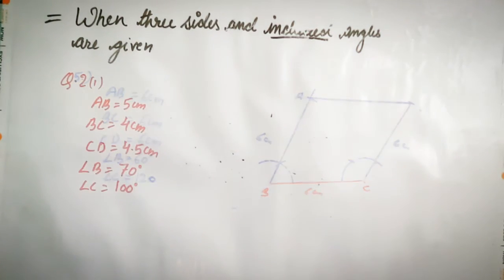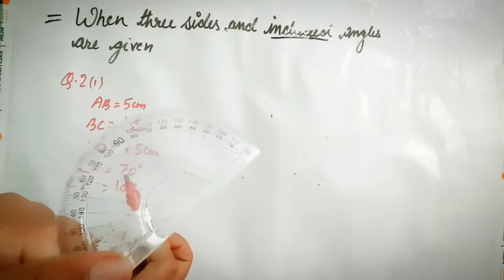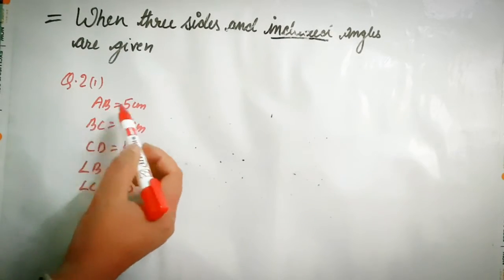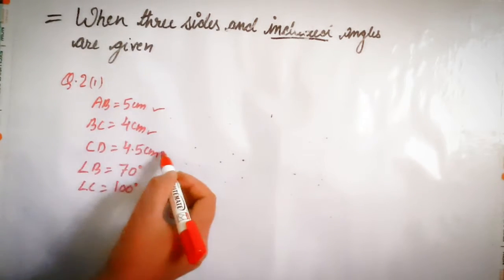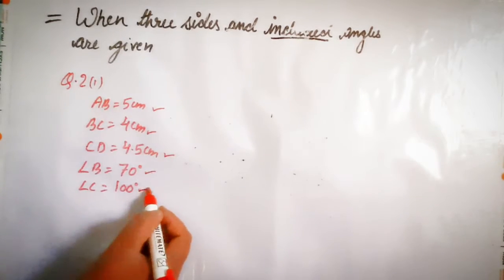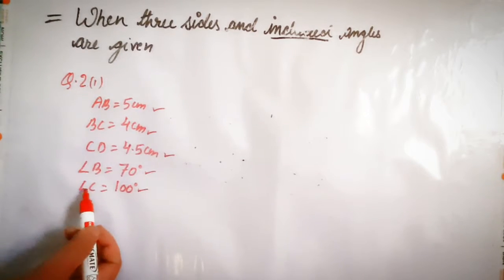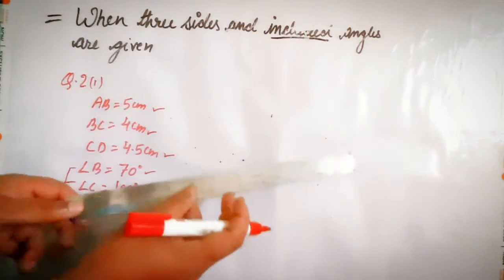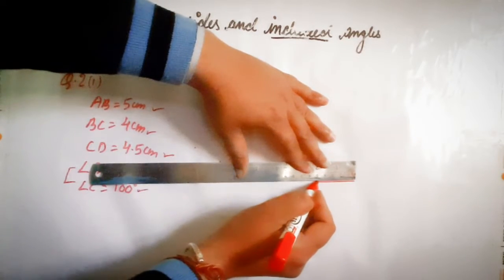Now let us see how to draw such types of quadrilaterals using protractors. Then the first question is, draw quadrilateral ABCD in which AB is equal to 5 cm, BC is equal to 4 cm, CD is equal to 4.5 cm, angle B is equal to 70 degrees, angle C is equal to 100 degrees. So first of all, as I told you, angle B and angle C are given, so we have to draw BC first. BC is given equal to 4 cm, so draw BC equal to 4 centimeters.